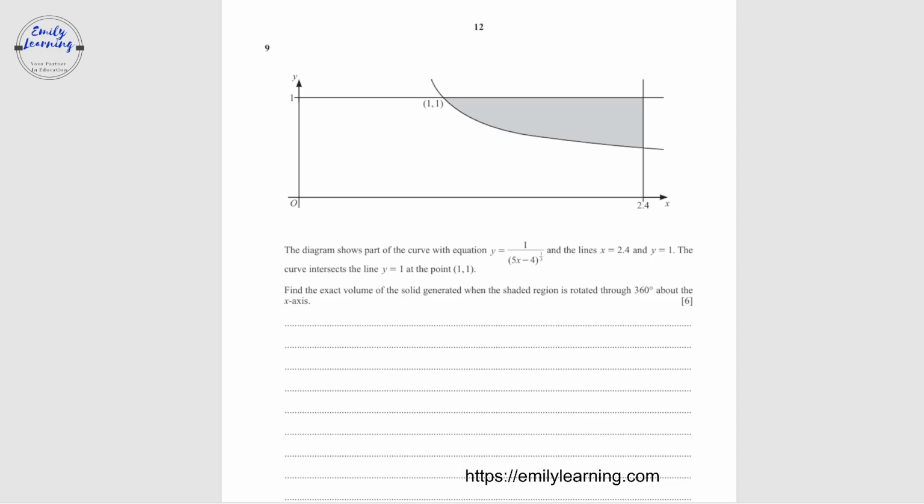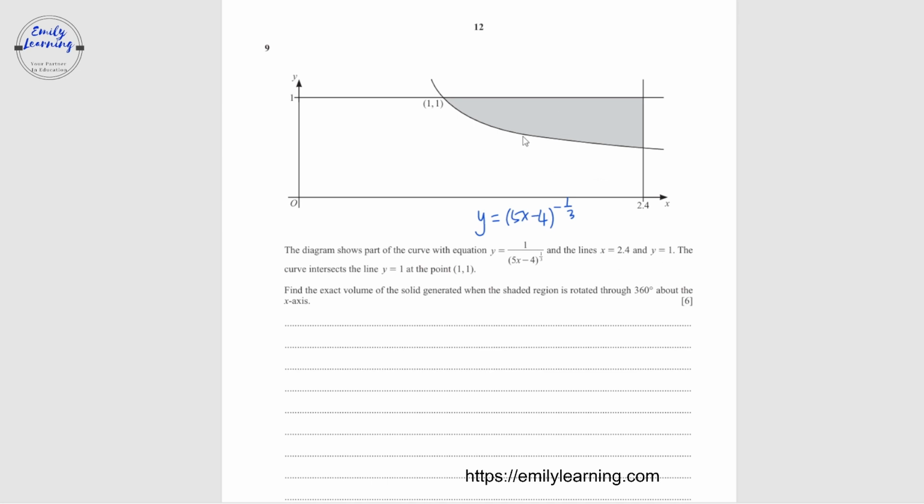Now let's move on to question 9. Question 9 is an application of integration question. You are told that the diagram shows part of a curve with the equation of this. Because it's an integration question, we typically will rewrite it as power minus 1/3 instead of 1 over 5x minus 4 to the power of 1/3, because it will be easier to integrate later on.